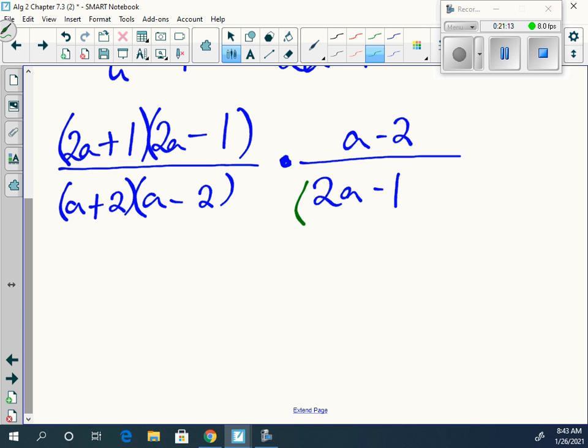Now, these here do technically have parentheses around them. Even though we don't write them in, they are still there. We can connect those two. Now, what simplifies? Yep. And 2A minus 1, yes. A minus 2 and 2A minus 1 will both simplify. So what does that leave us with?